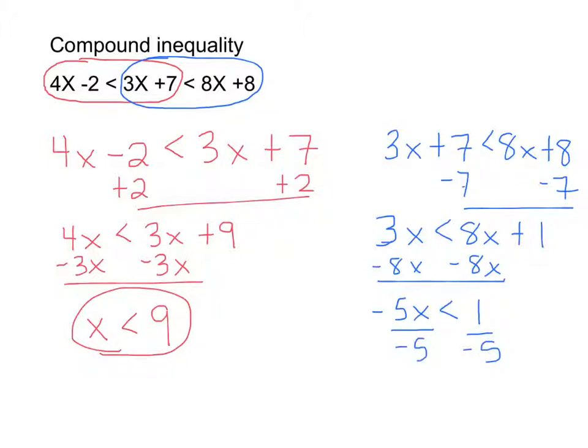Now, here's what will get most of you on the test. When you divide by a negative on both sides, you must take the inequality and flip it. And so I have x is greater than negative 1 over 5. And there's my second answer. Now, once you have the two answers, you're not done. You need to graph them both on a what?